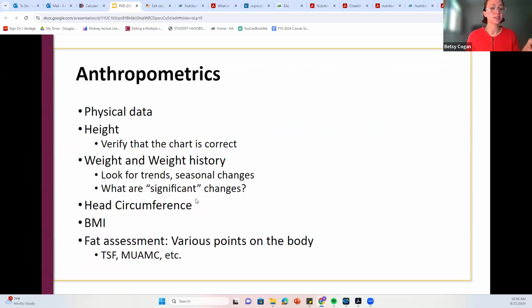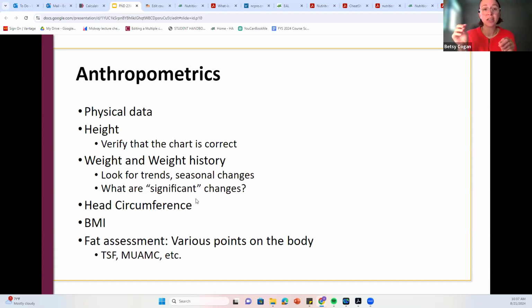But for the anthropometrics, we are collecting physical data. We may not be the one collecting it, but we want to look at everything we can that describes how the body is doing. So we want to look at how tall they are. Typically in adults, this does not change very much. So if it says 5'6" in the chart, maybe we don't need to check their height when we're with them. Their weight and weight history, very, very important. So we're looking at what is their weight right now, but what has their weight looked like over time?